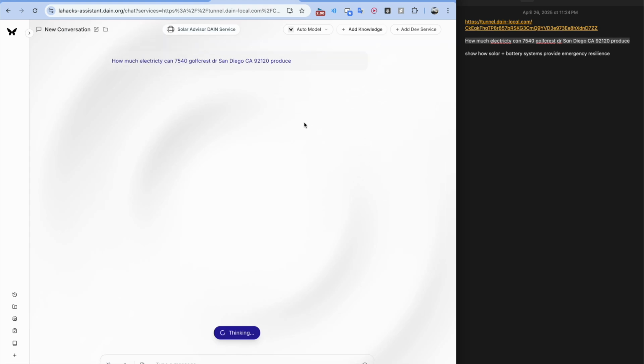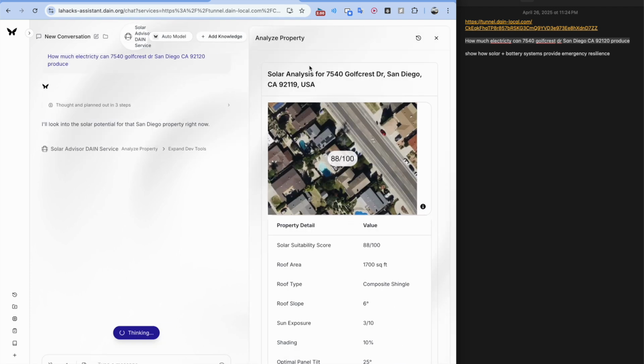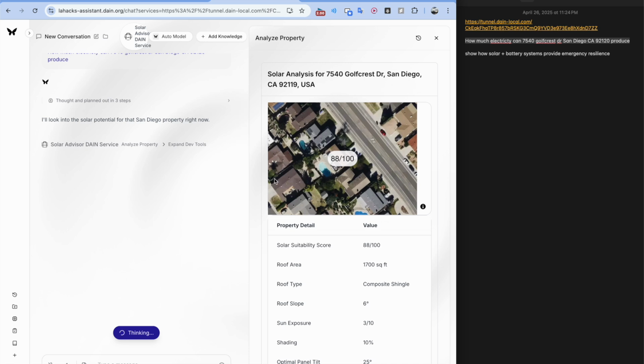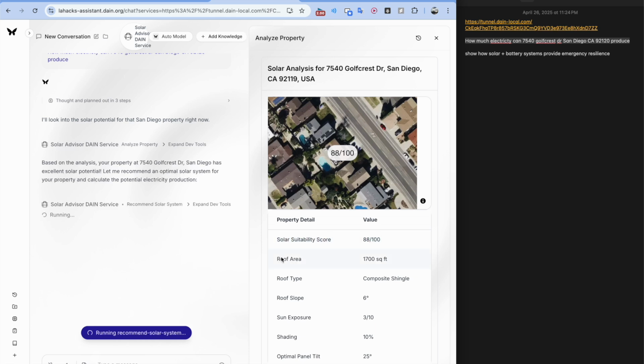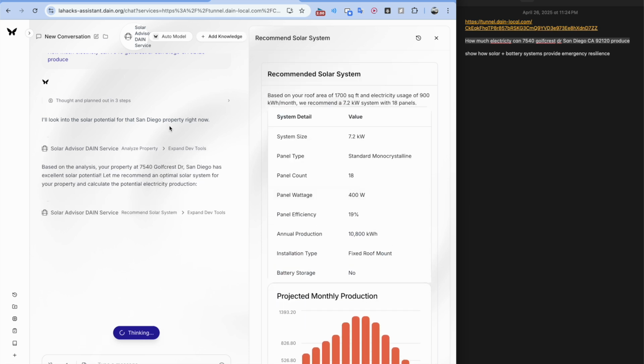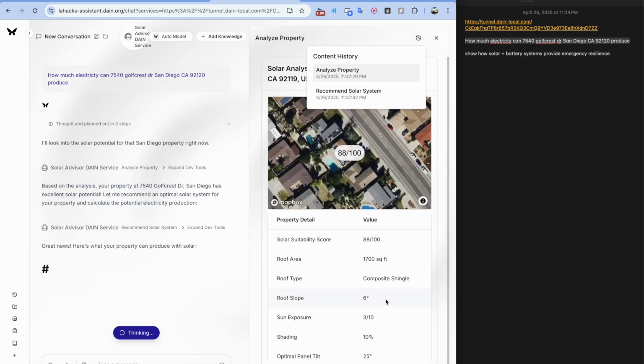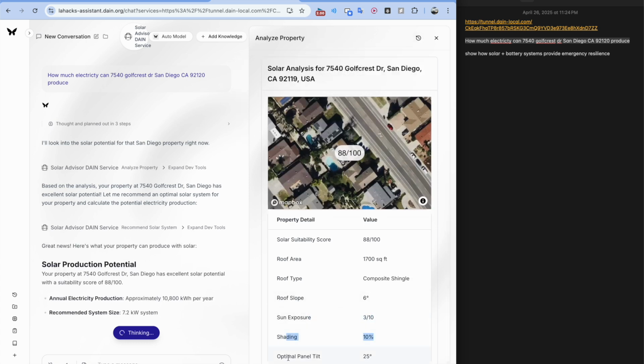Now it's going to go to some tasks that we developed, that we coded up, using the DAIN syntax and documentation. And essentially, we're getting here. This uses Mapbox, sorry, to find the exact house that we're talking about here. It's going to use Gemini to determine a solar suitability score, roof area, what kind of shingles will be best. Sorry, I'll go back here. Sun exposure, shading, and optimal panel kit. And of course, this is using the map data with Gemini.